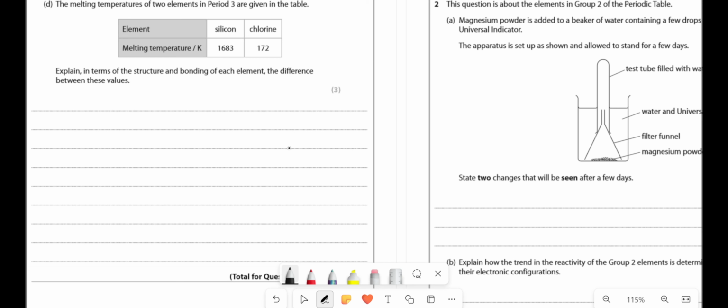And for those that are getting this wrong because they're saying the wrong things, you really need to stop doing it. What you do is you say what you see first, and then you describe it. So silicon has the higher melting point. Chlorine, Cl2, remember, has the lower melting point.